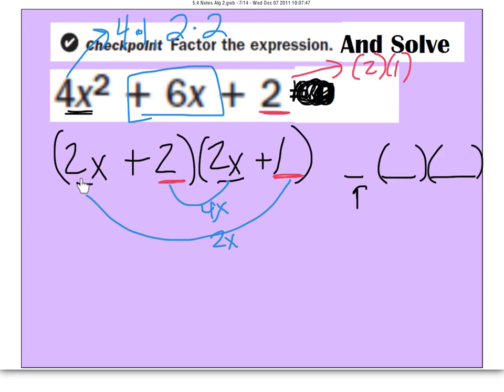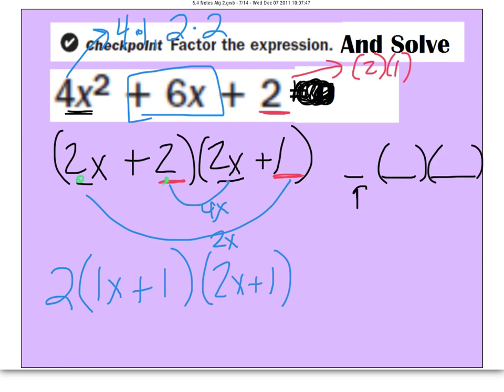So when you look at here, the number that you can pull out of both is going to be a 2. So you physically have to pull the 2 out. So what you do is you pull the 2 out of it. If you take a 2 out of here, 2 divided by 2 is 1, so this becomes 1x. If you take a 2 out of here, 2 divided by 2 is 1, so then that would be a plus 1. And then we're going to keep the 2x plus 1.